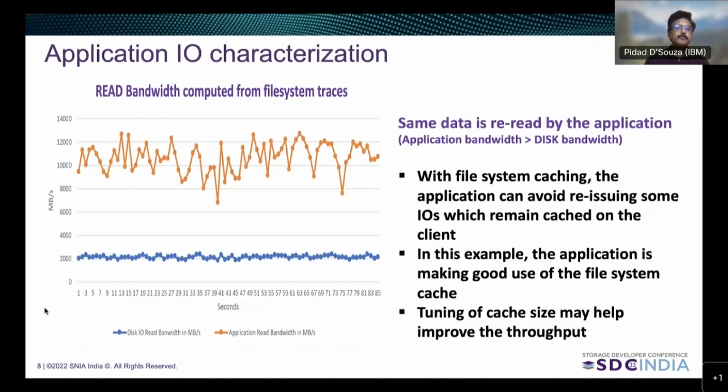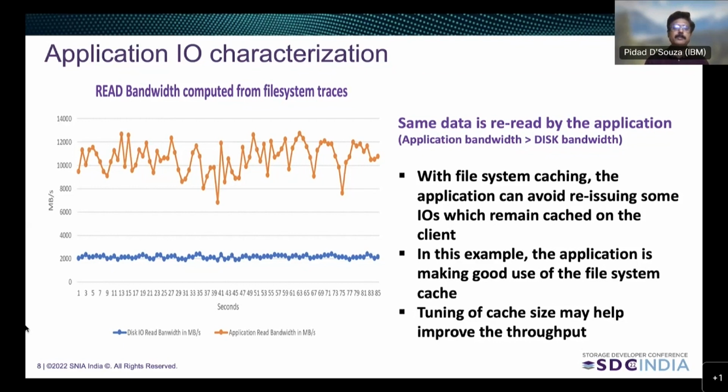In this example, you can see on the left side, the blue line indicates disk IO read bandwidth, and the red line indicates the application's read bandwidth. You can clearly see that application bandwidth is manifold higher than the disk bandwidth. Why is it happening so? The main reason is the file system is caching the data read from the disk, and the application is reissuing some of the IOs, which is leading to a higher bandwidth at the application side.